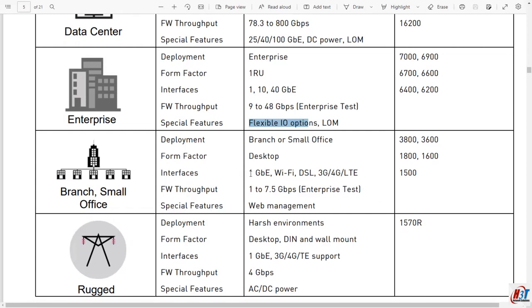And the interface that you get is 1 GB Ethernet. Wi-Fi you have here. If you see, you have the DSL connectivity, you have the 3G, 4G, and LTE connectivity as well. Now, if you talk about the throughput, it will obviously be lesser than all of the above, but it has a throughput of 1 to 7.5 Gbps. Special features you have is web management.